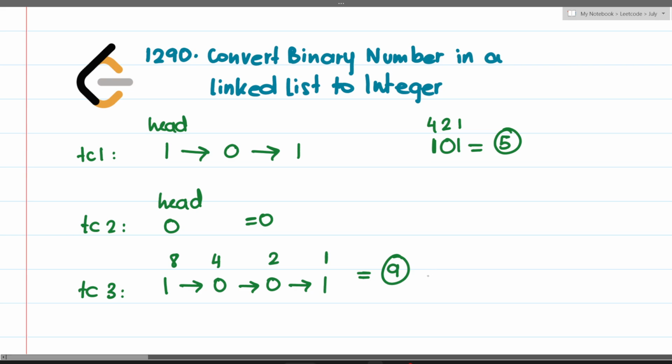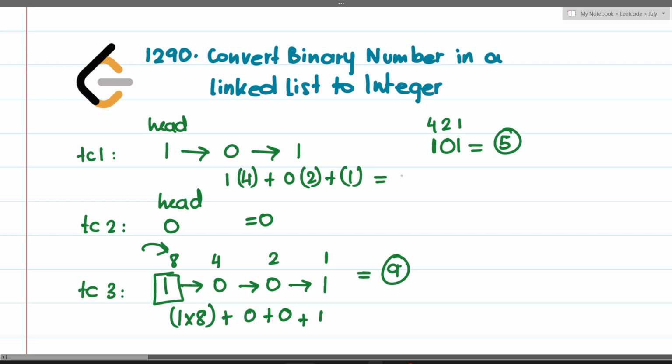Now the most simple approach would be, if you think about it, you just have to assign these nodes some sort of weight, isn't it? That's all that you have to do. Once you have assigned these weights to the nodes, all that you have to do is multiply the value. So you're going to have 1 multiplied by 8 plus 0 multiplied by 4 plus 0 multiplied by 2 plus 1 into 1. So that gives you 9. And similarly over here, you're going to have 1 multiplied by 4 plus 0 multiplied by 2 plus 1 multiplied by 1, which ultimately gives you 5. So the approach is as simple as that.